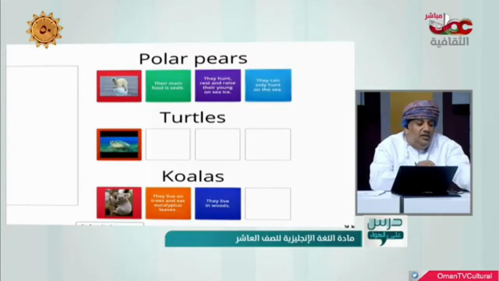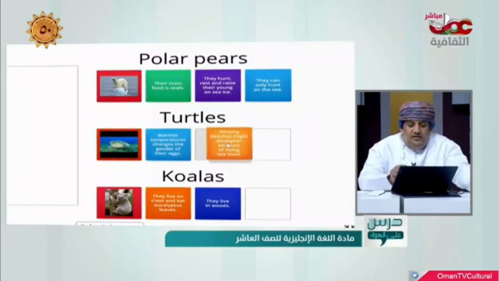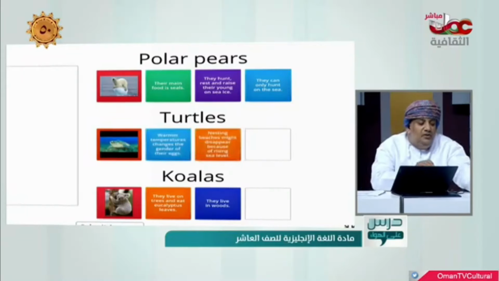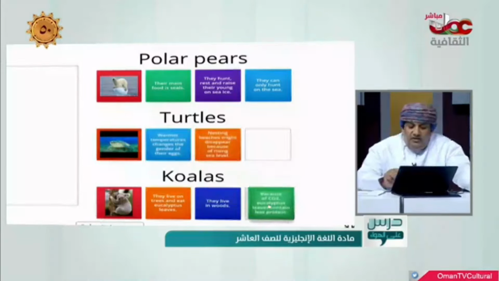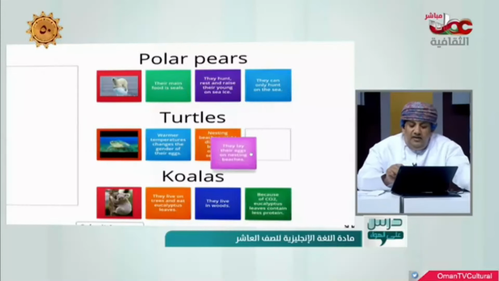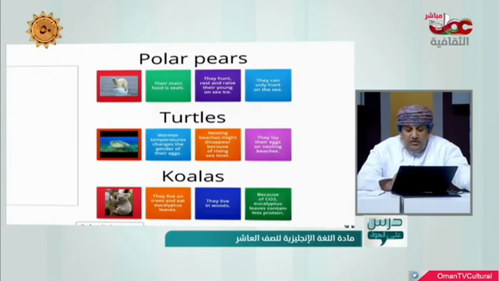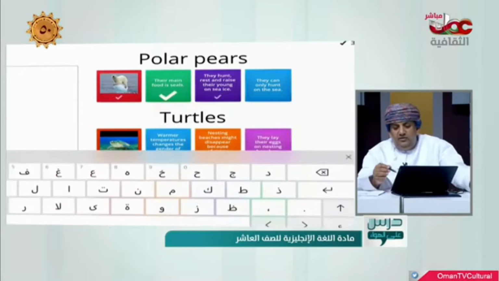Warmer temperature changed the gender. So it's the turtle here. Nesting beaches. So this is the turtle also. Here, because of CO2, leaves contain less protein, so this is the koalas. And the last one, they lay their eggs, so this is the turtle.